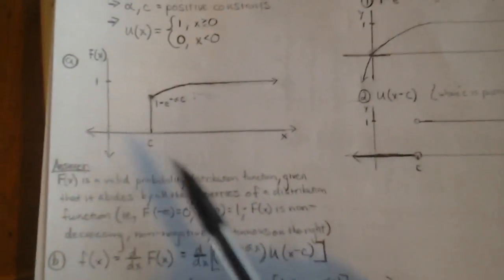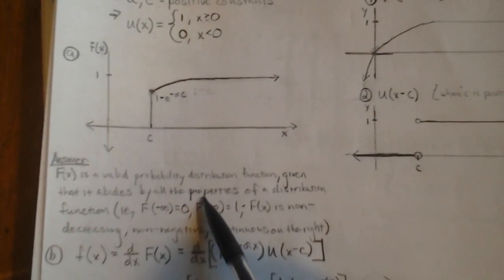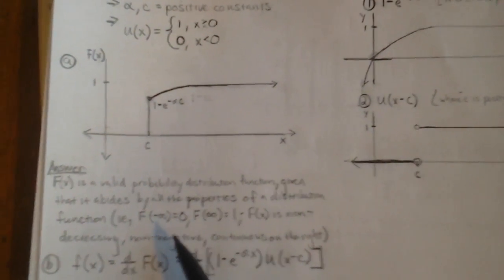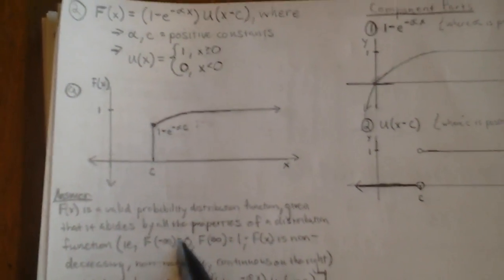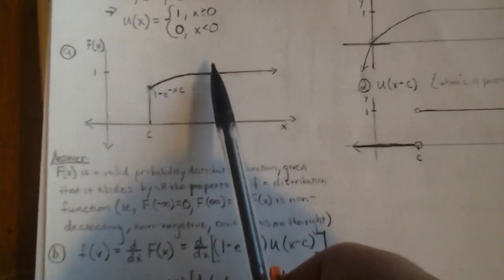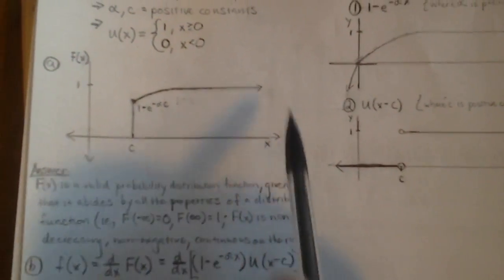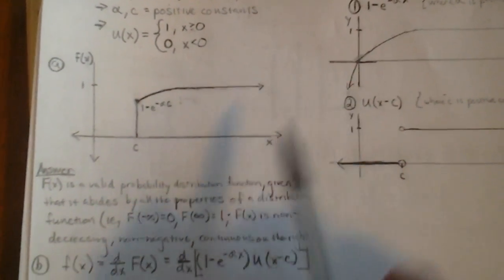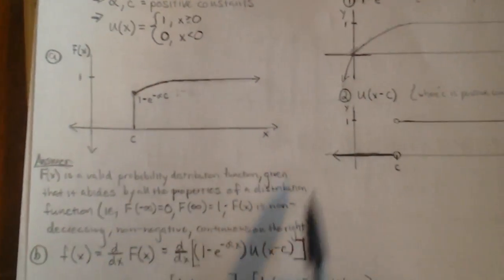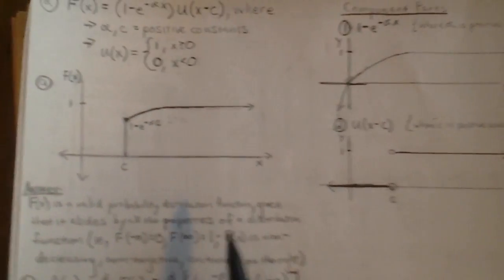Now, is this probability distribution valid? Well, yes, it is. And we find out that this is so because it abides by all the properties of a distribution function. For instance, as it goes toward negative infinity, it equals 0. Toward infinity, it plateaus to 1 as we described. It is non-decreasing, always increasing. It is non-negative. You can see that. And we can see how it's continuous toward the right.